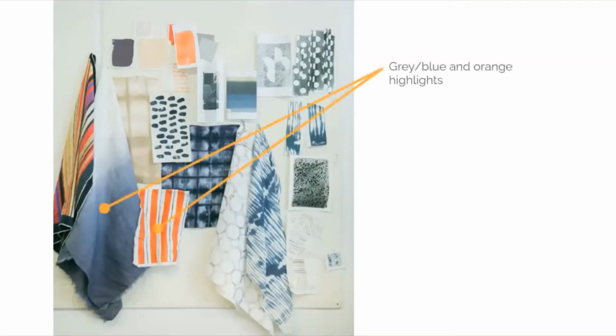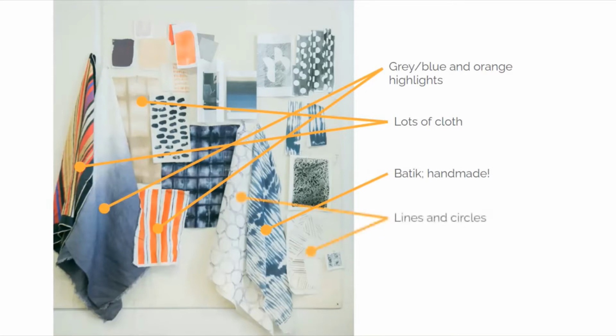One, in terms of color, we see a lot of gray and blue and orange highlights. Also, we see a lot of cloth, and that projects a particular kind of style or mood to the entire board. We also see that the cloth has a kind of handmade batik style to it. And we also see some projection of shapes. So we see some circles and some lines and so forth.